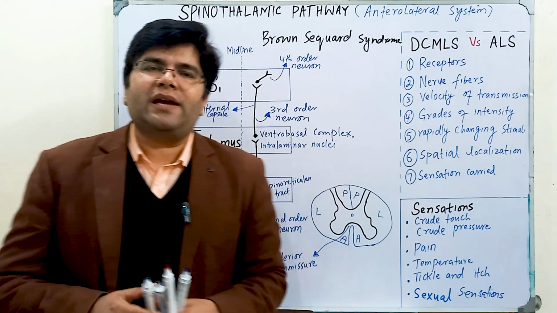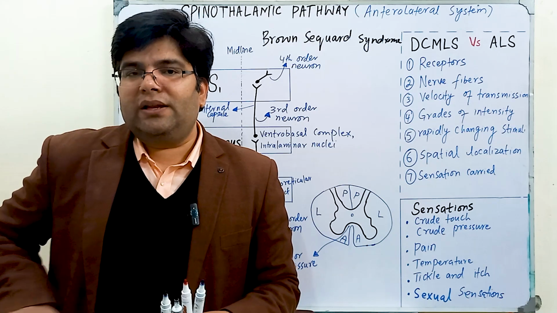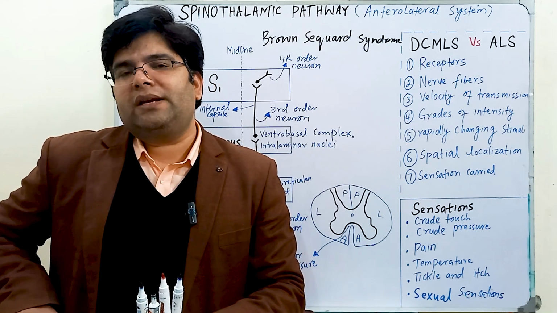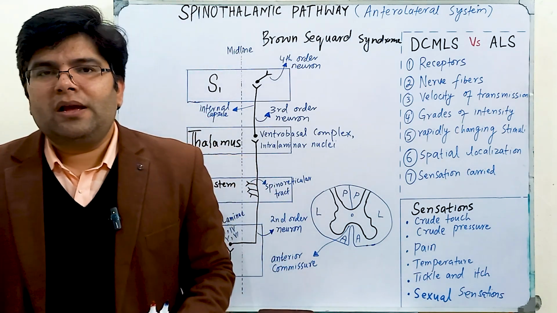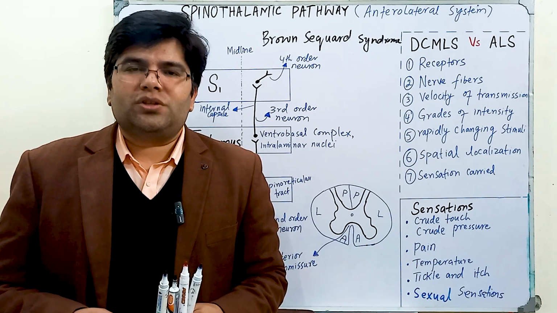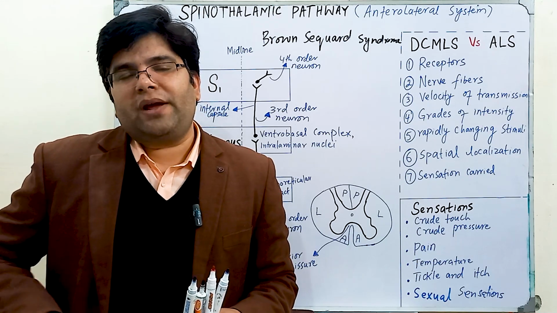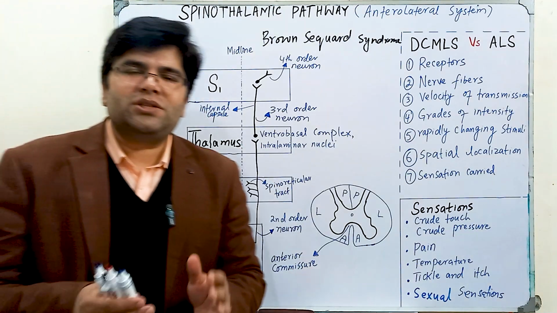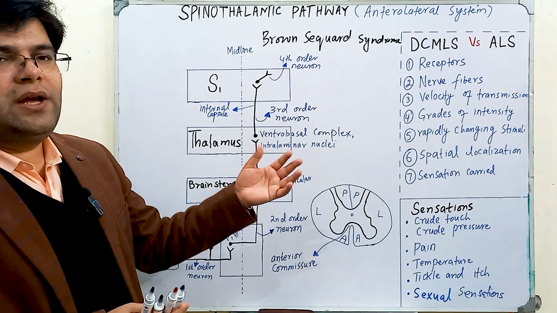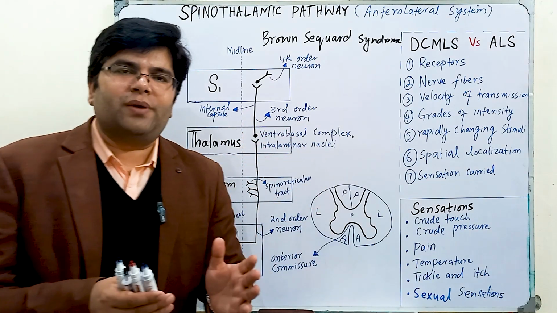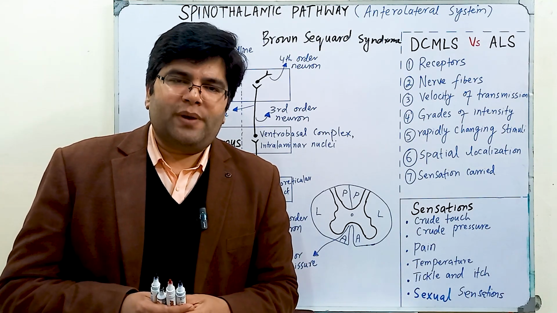same side. So just to summarize, in Brown-Sequard syndrome, loss of dorsal column pathway sensations will be on the same side as the lesion. If the lesion is on the right side, dorsal column sensation will be lost on the right side, and the spinothalamic sensations will be lost on the opposite side, 1 to 2 segments below the level of lesion. The motor signals coming along the corticospinal tract will be lost on the same side below the level of lesion, because the corticospinal tract has already crossed. So Brown-Sequard syndrome illustrates an application of the crossing in both the dorsal column pathway and the spinothalamic pathway, and also the motor effects because of damage to the corticospinal tracts.